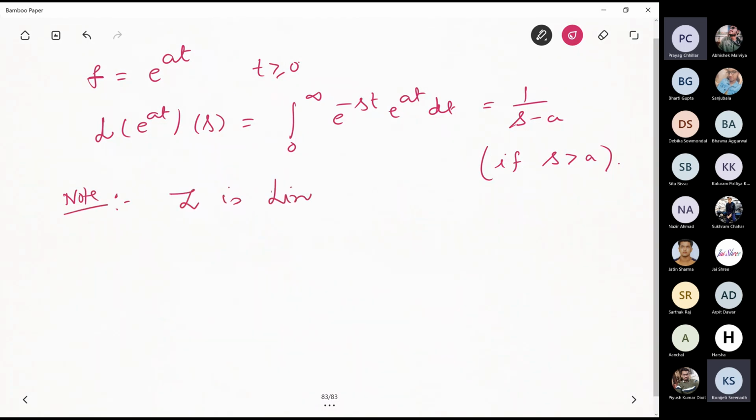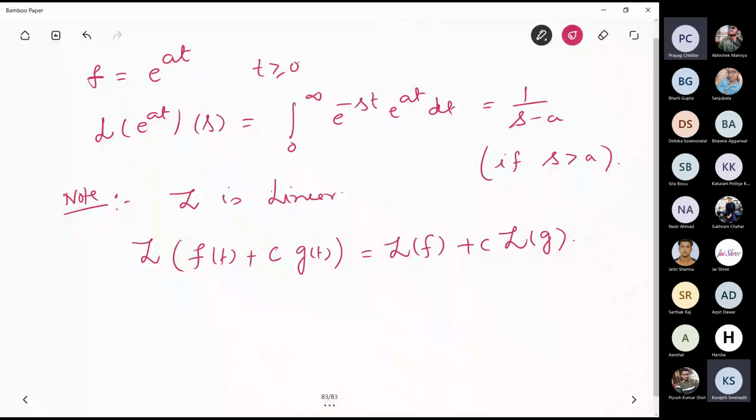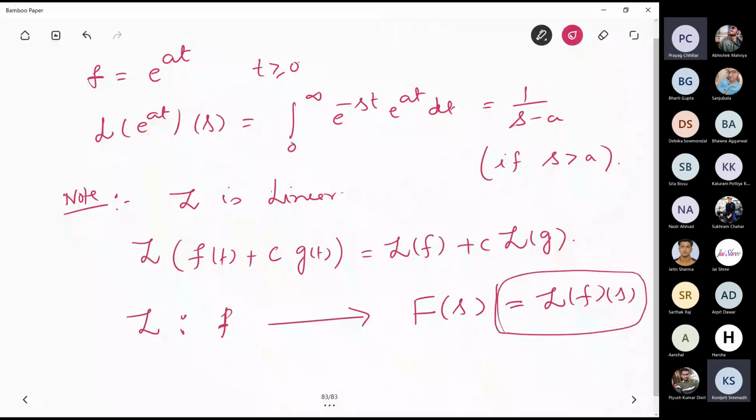Okay. So what is the meaning of linear operator? L of f plus some constant times g is going to be L of f plus c times L of g. So what is this operator? L is actually an operator taking f to say big F of s, which is L of f at s. So this is what we are writing, small f going to big F. So this is the transformation.